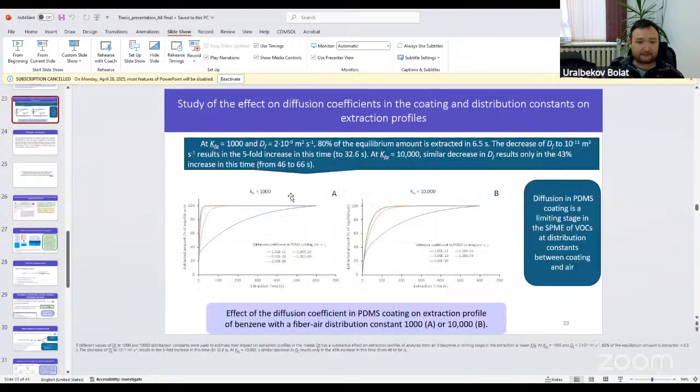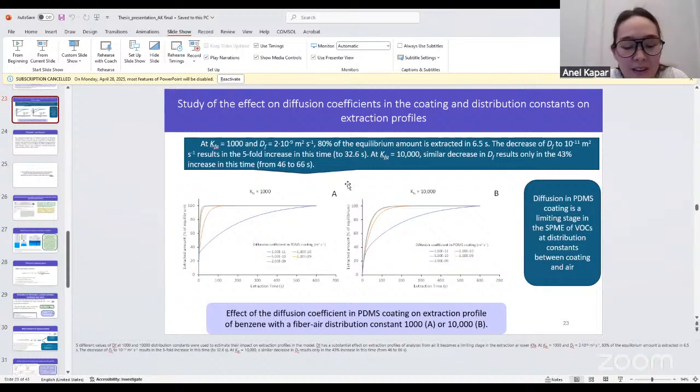So, yeah, this is the first question. Thank you for your observation. Yes, for example, diffusion of analytes equal to 10 minus 1 multiplied by 10 minus 9. 80% of the equilibrium amount is extracted in 6.5 seconds. And to decrease this value, there is a five-fold increase in this time.